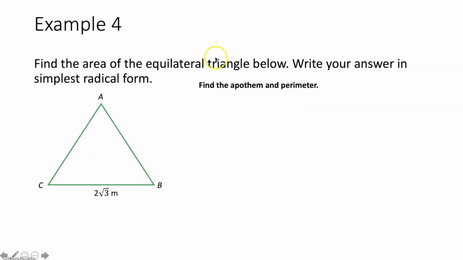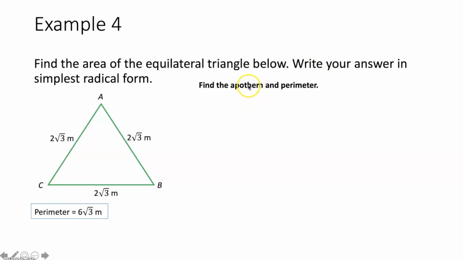Yeah, because I know this is an equilateral triangle, I know that all of these sides must be congruent. So if this side length is 2 rad 3 meters, that means both of these other 2 side lengths would be 2 rad 3 meters, meaning that the perimeter of this equilateral triangle would be 6 rad 3 meters. So I have found the perimeter. But now I need to find the apothem. So how do I do that?